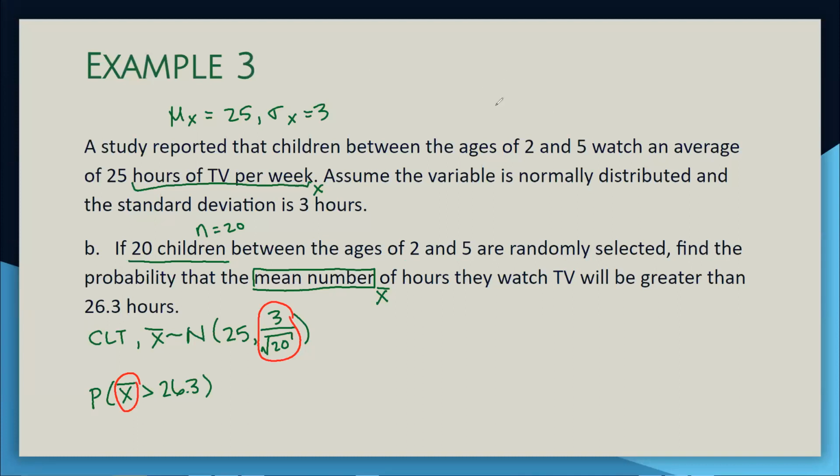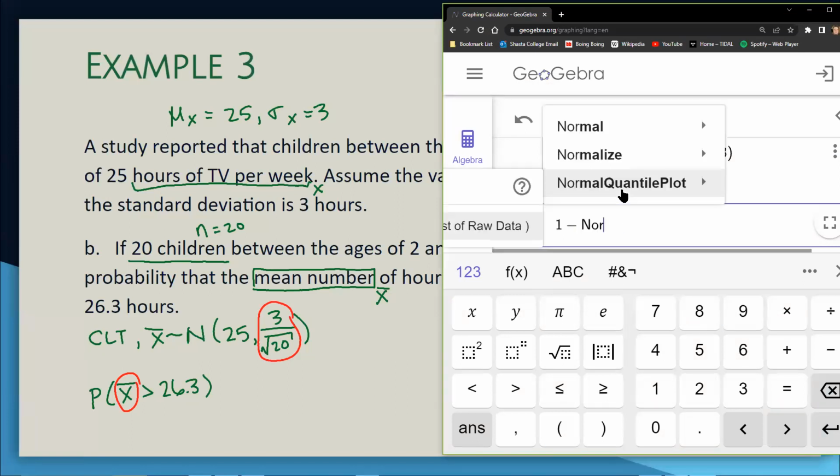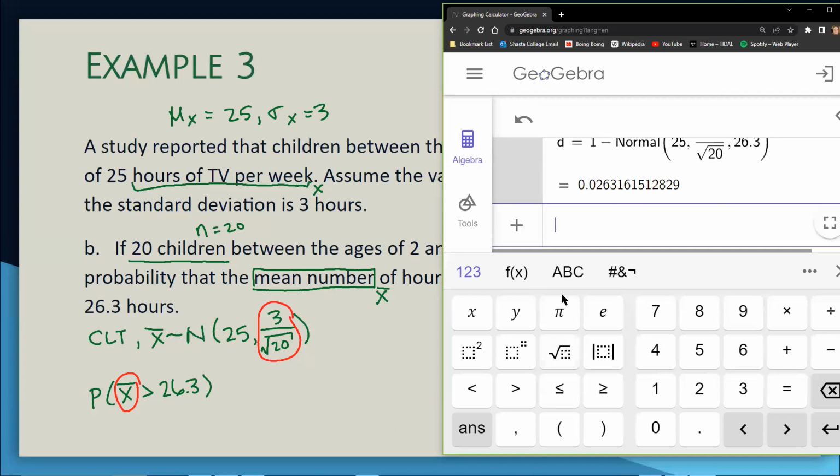So let's go ahead and do this on GeoGebra. We know that because it looks a lot like the last time, it's that same function call with a modified standard deviation. So 1 minus normal 25, same average. And then it's 3 divided by the square root of 20. And then just like last time, that boundary is at 26.3. Ooh, and we get something much smaller. We end up with 0.0263.